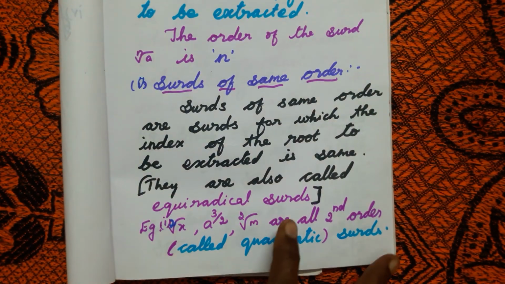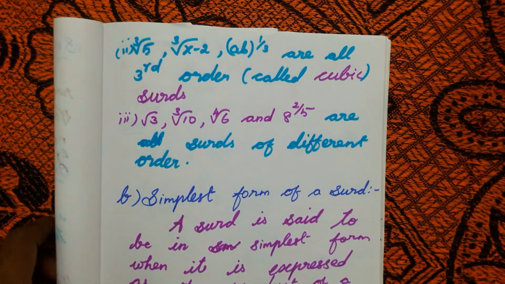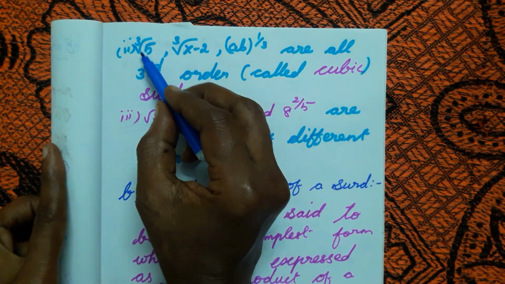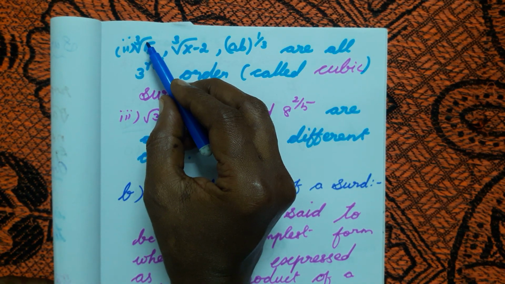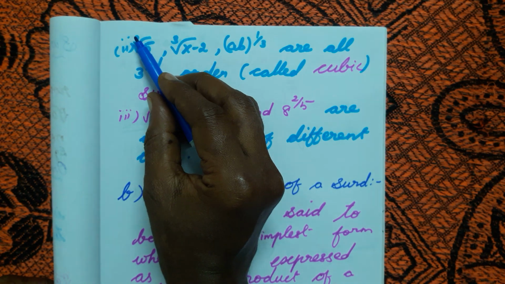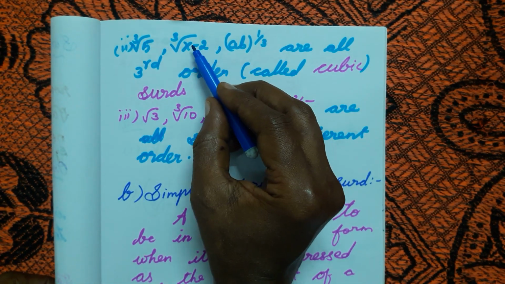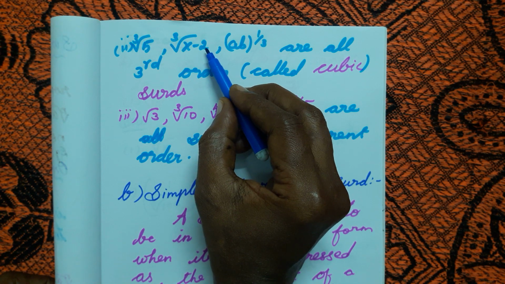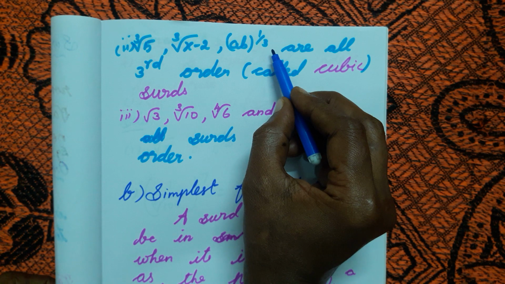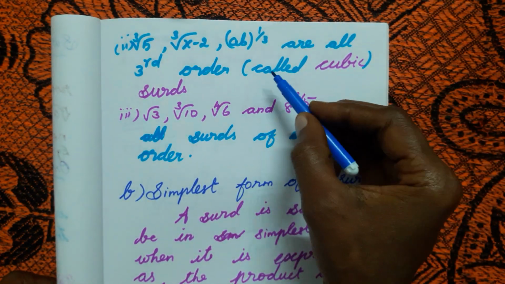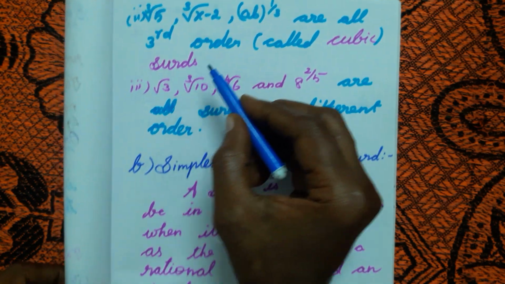Okay. Then one more example. Cube root of 5. What is the order of this? Here the order is 3. Next, cube root of x minus 2. Order is 3. Next, ab power 1 by 3. Order is 3. These are all third order or cubic surds.